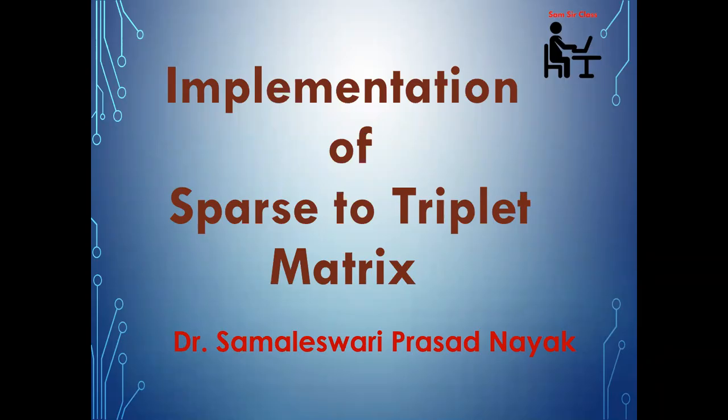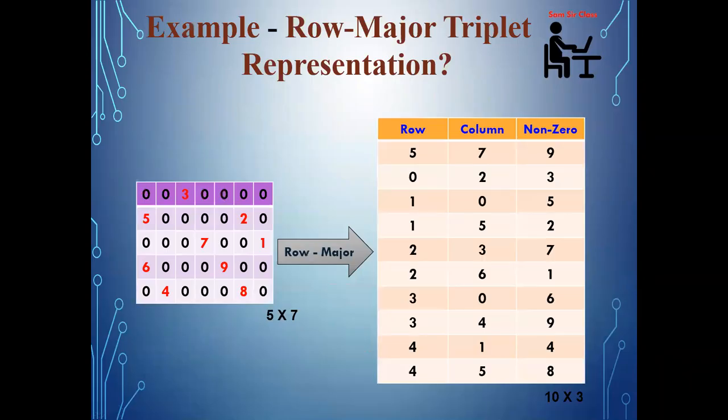So in the previous video, we have seen how the sparse matrix can be represented by using triplet matrix. So in this video, we'll see the implementation of sparse matrix to triplet matrix. Okay. So just to overview the previous video, this is the example that we have discussed.